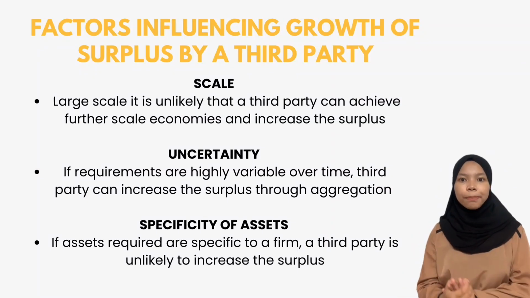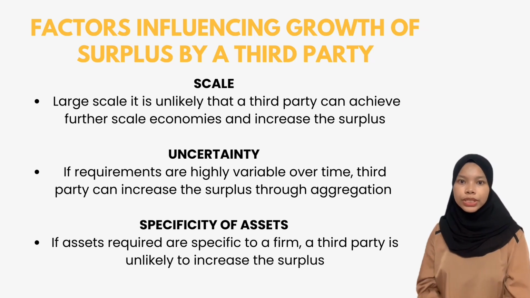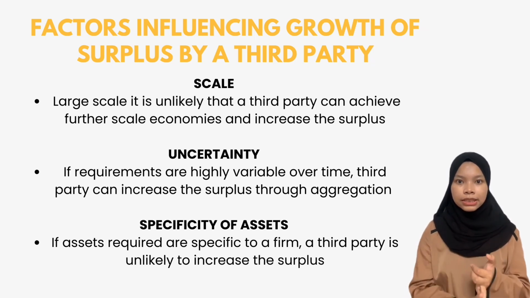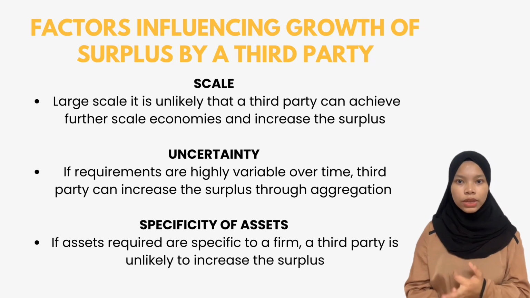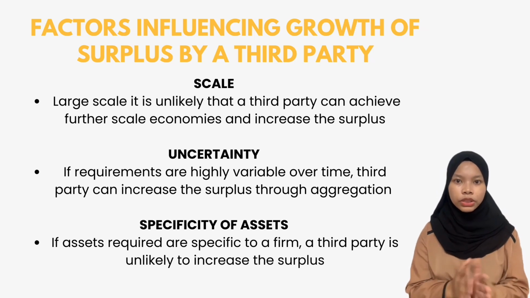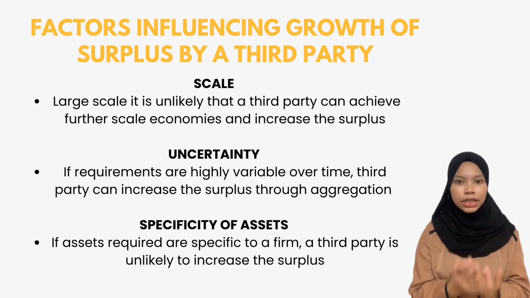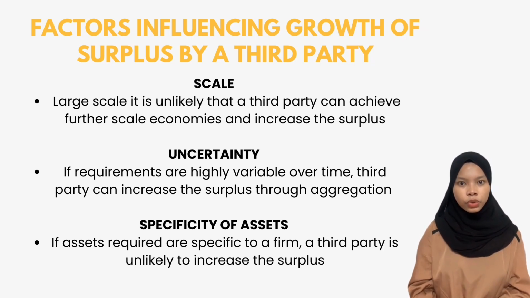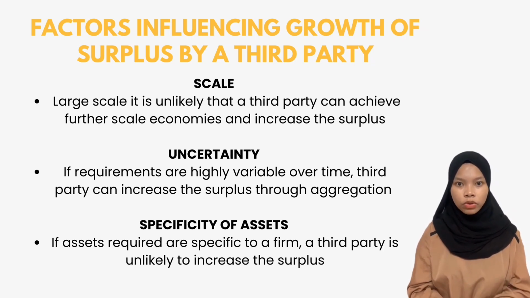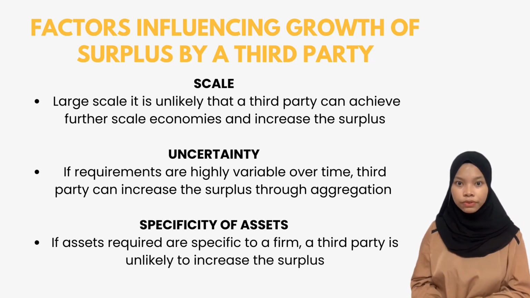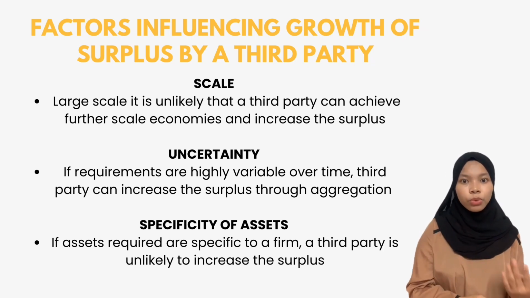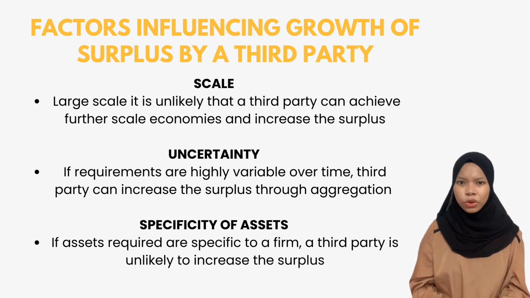So, the three important factors that influence the increase in surplus provided by the third party are scale, uncertainty, and specificity of assets. If the scale is large, sufficient economies of scale are likely to be achieved within the firm itself. In this case, a third party is unlikely to achieve additional scale economies and increase the surplus. So, Walmart has enough scale in terms of transportation needs to achieve economies of scale on trucking on its own. Going to a third party would reduce the surplus and result in some loss of control.